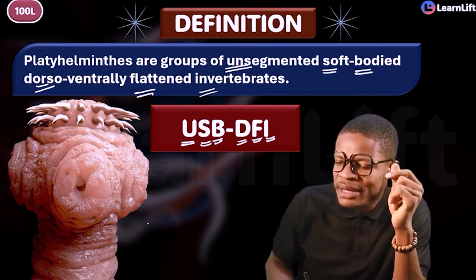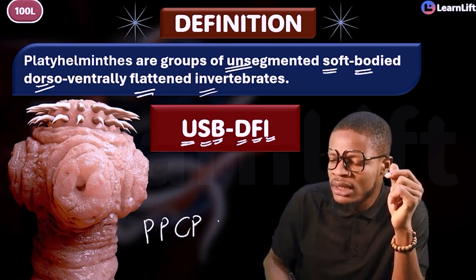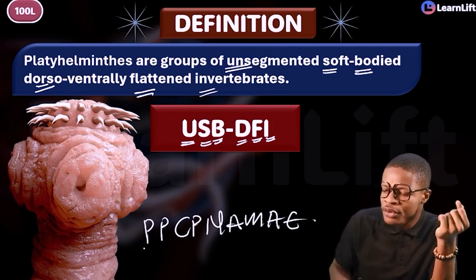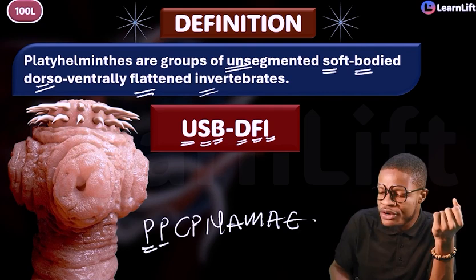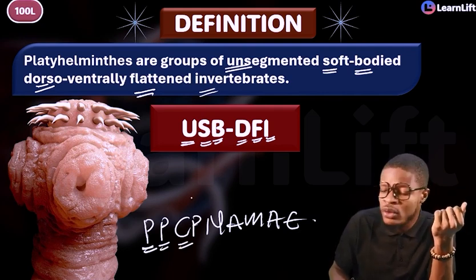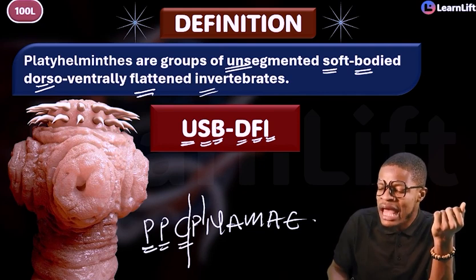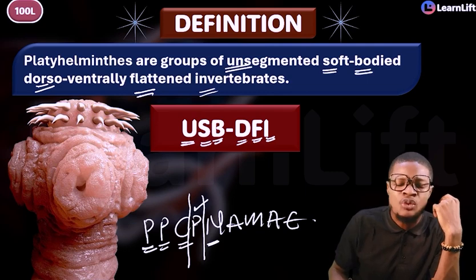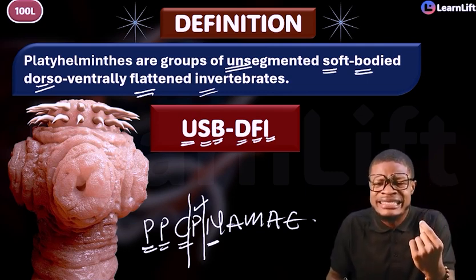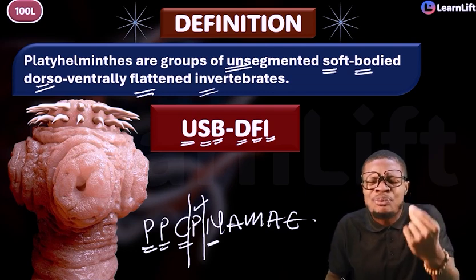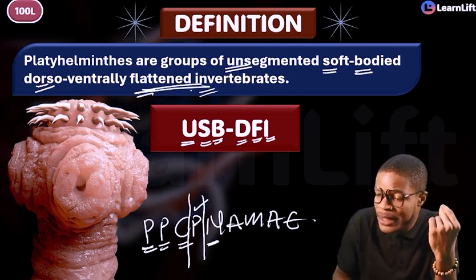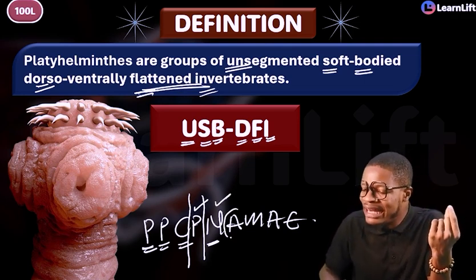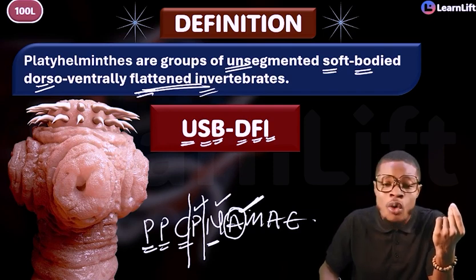Unsegmented. You remember we gave what is called your PP, CP, Nameya. Now, what do we have there? Your protozoa, your porifera, your coelenterata, right? After coelenterata, what is the next? Your platyhelminthes is what we have. Then nematoda. Platyhelminthes are called your flatworms. That's why we say they are unsegmented, soft-bodied, dorsoventrally flattened. Because they are flattened, they are flatworms. Nematodes are called roundworms. Annelids are called segmented worms.